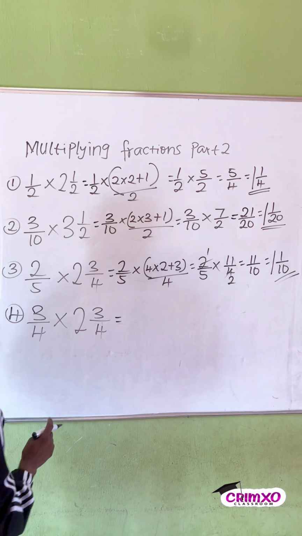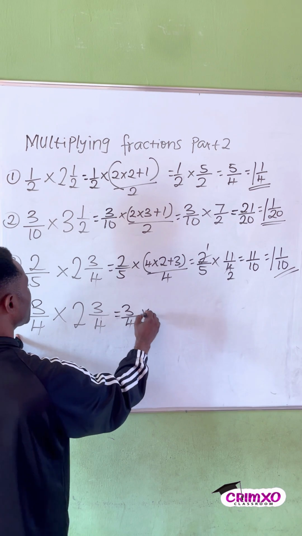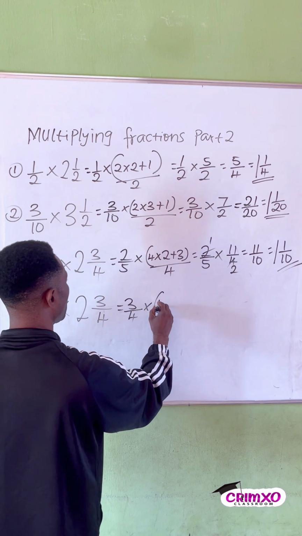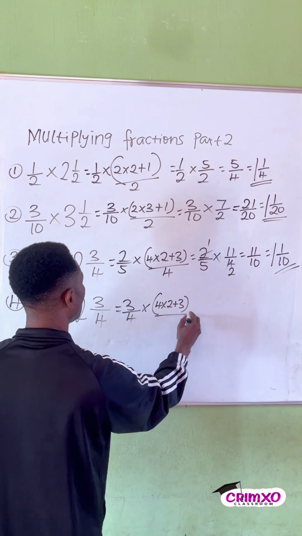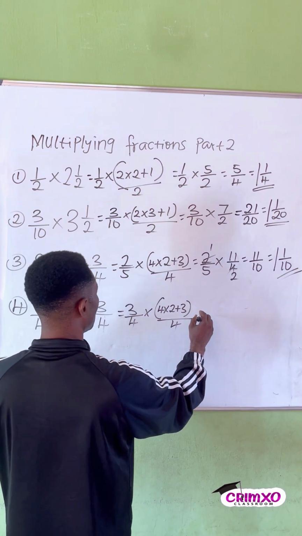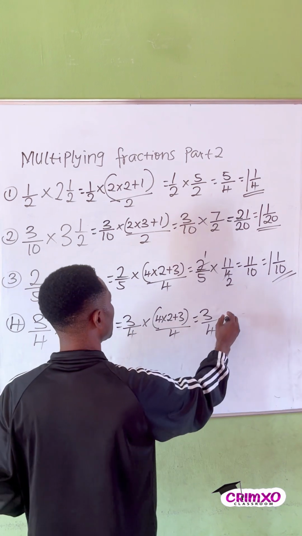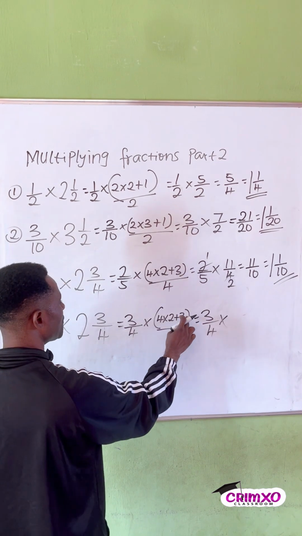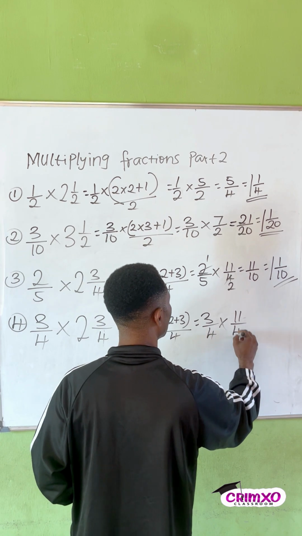So we go to the last one. 3 over 4 times bracket 4 times 2 plus 3, all over the same denominator, which is 4. So we now have 3 over 4 times 4 times 2 is 8. 8 plus 3 is 11 all over 4.